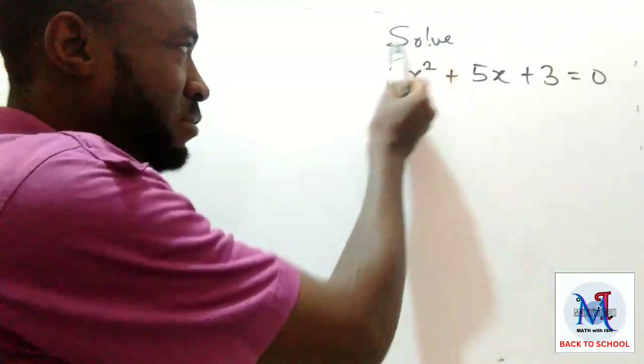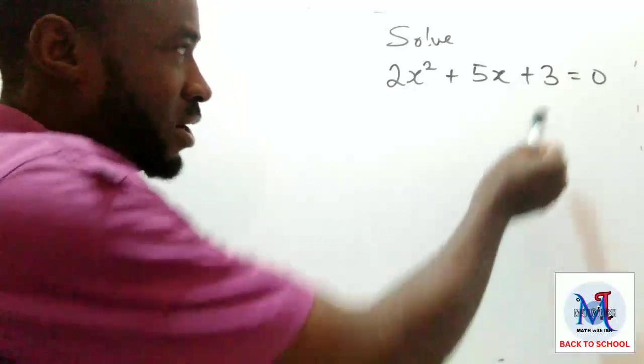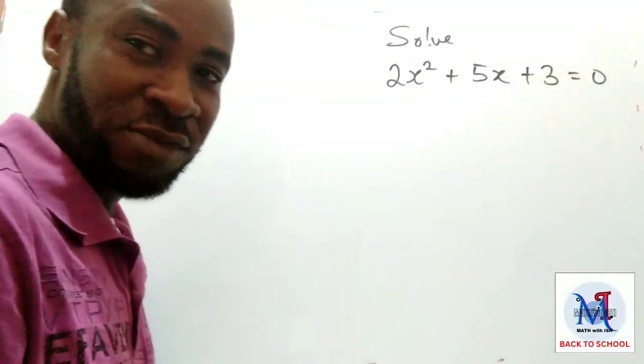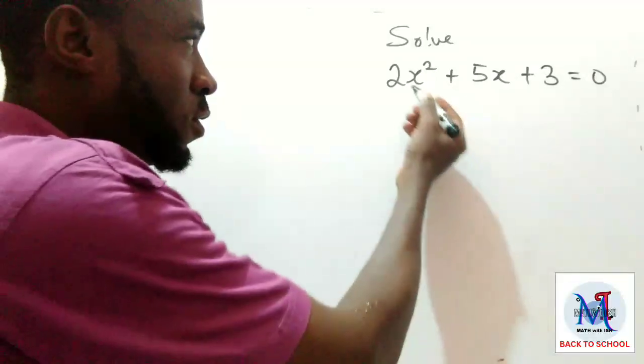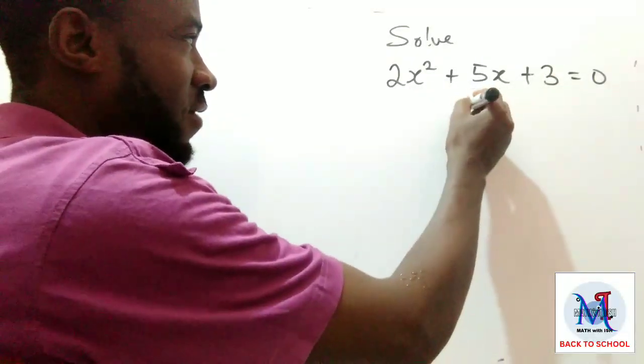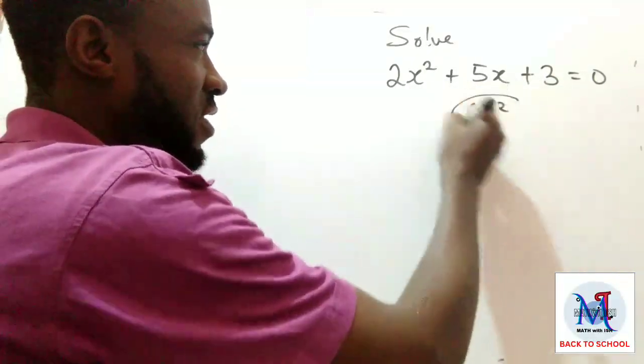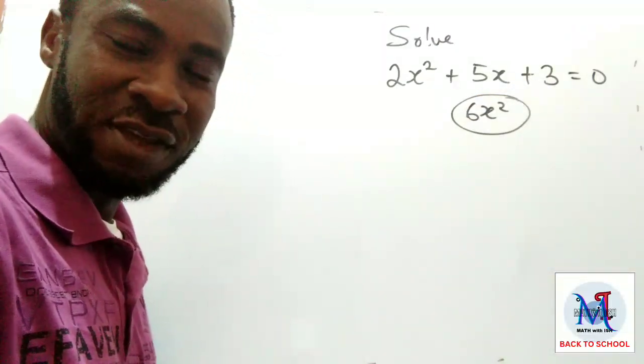You take the first term, the term that has the square, and multiply it with the constant term, the number that doesn't have any x attached to it. So let's go. 2x squared times 3 will give us 6x squared. So this is our first step to take.